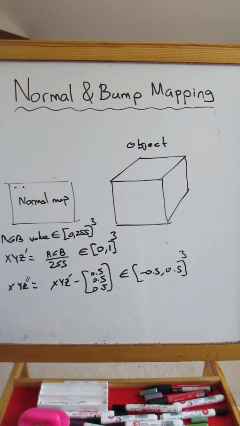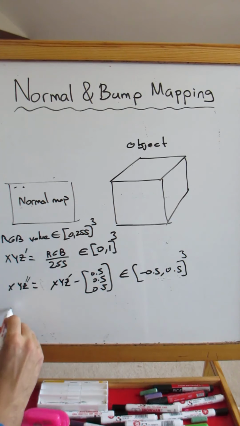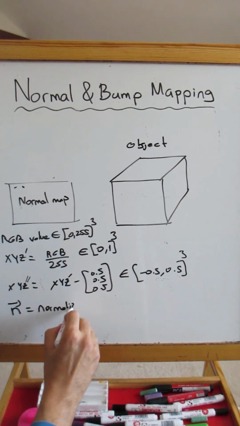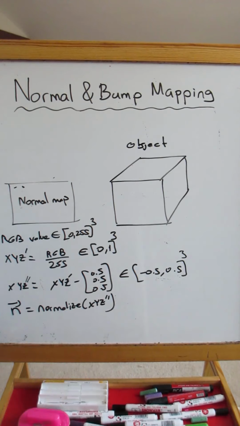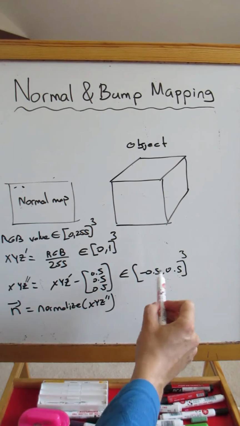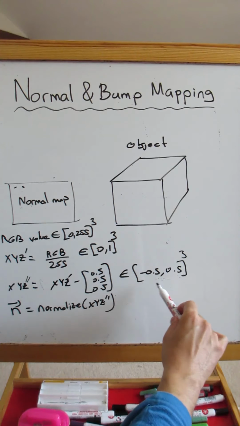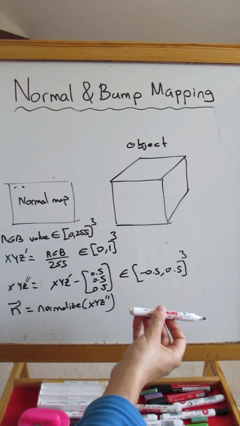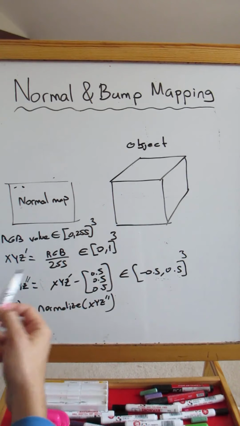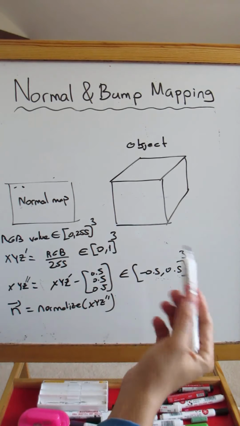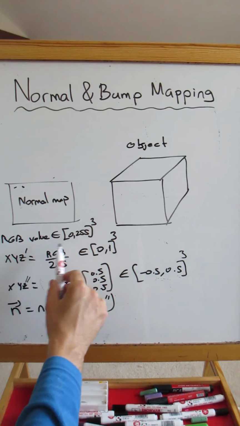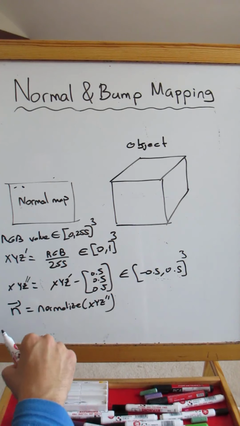Now the actual normal is going to be computed by the normalization of this value. So the normal vector indicated at every point in the texture is going to be normalize(XYZ double prime). As you can imagine, when each of X, Y, Z is in the minus 0.5 to 0.5 range, it means the normal can point in all possible directions. But we know that the normal must also be a unit vector. It can point in every direction, but its length must be one. So to compute the normal from the normal map, the last thing we must do is normalize. This is how we convert the RGB value stored in a texture into its corresponding geometric normal.